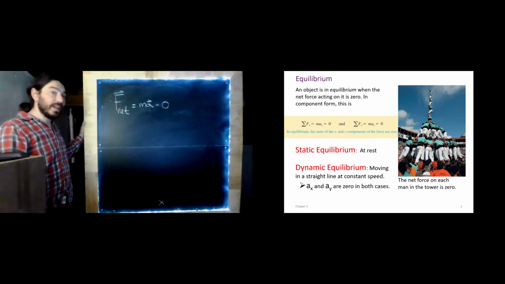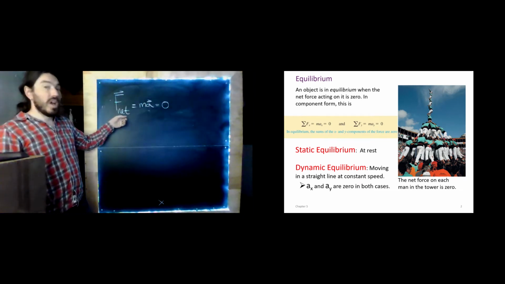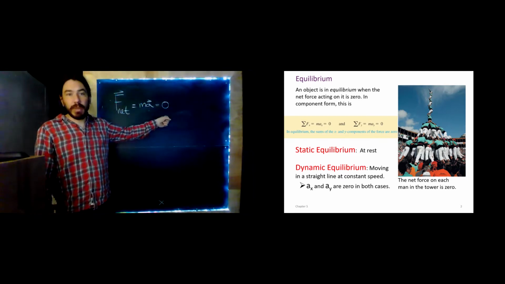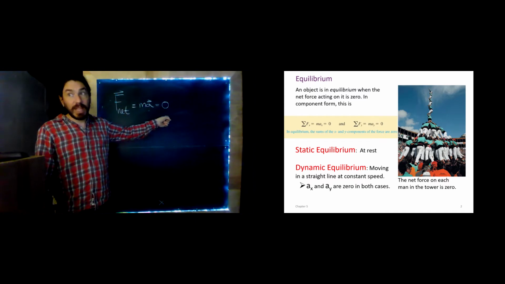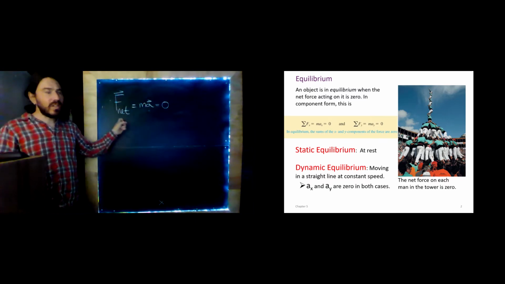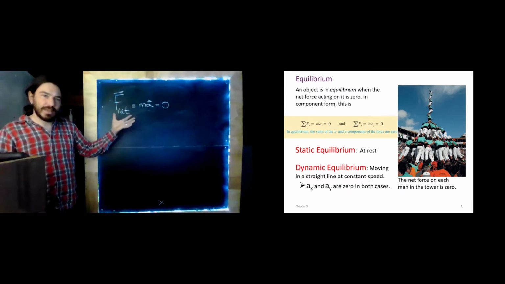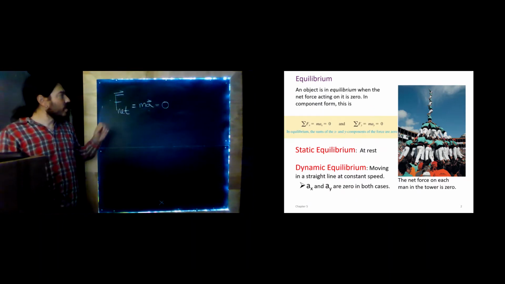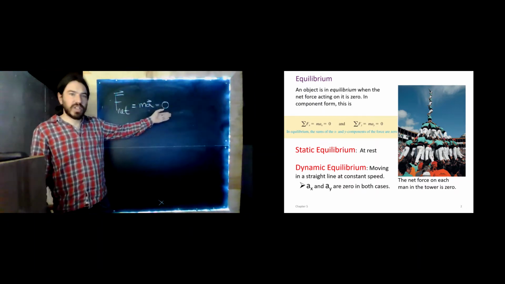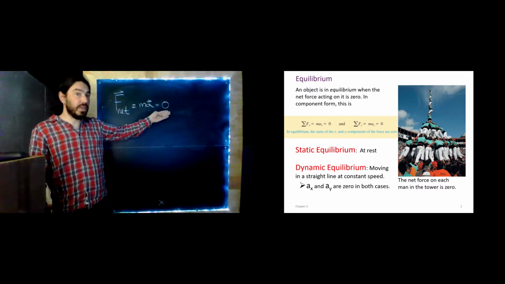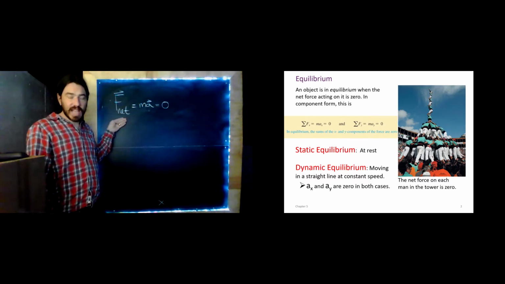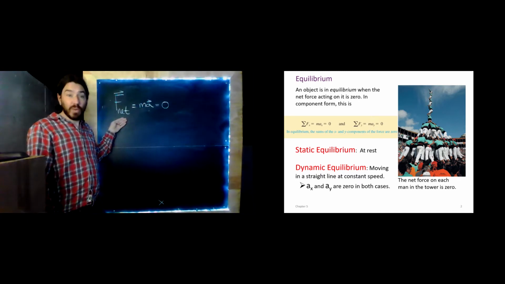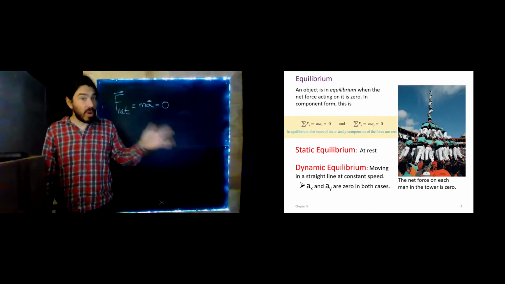And so another way to think about equilibrium is that an object is in equilibrium when the net force is equal to 0. Now, something that can be a little bit tricky about these problems and about understanding Newton's second law is, notice this is not force equals mass times acceleration. It's net force equals mass times acceleration. So just because something has an acceleration of 0, we are not to assume that that means that there are no forces acting on the object. We are to assume that the net force is 0, which is different from there being no forces.